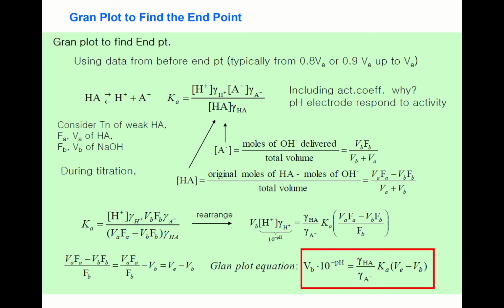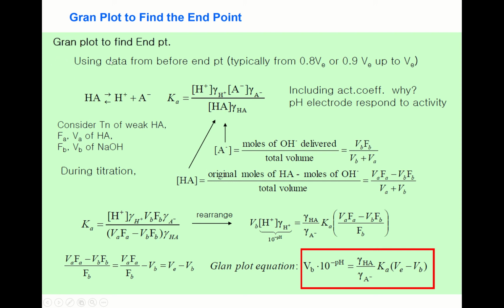Yeah, the next topic is Gran plot to find the end point. There is a very different way to find the end point. In this case, you don't need to get the entire titration curve, but you get several points before the equivalence point, and then from those points you can obtain the end point. That is called Gran plot.